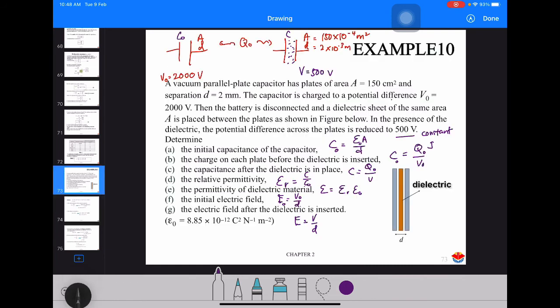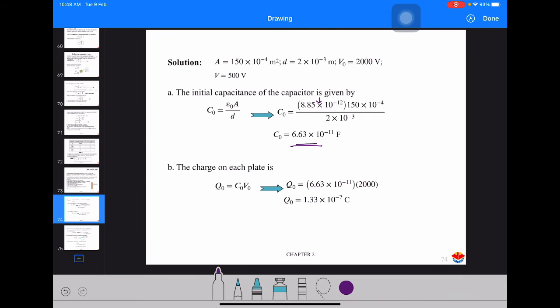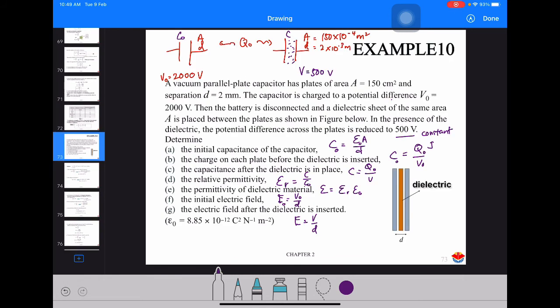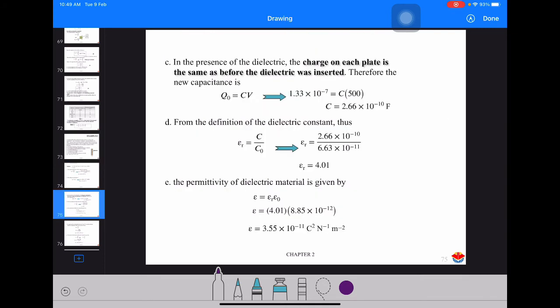Okay, the charge on each plate, you can use C equals Q over V. If you rearrange that, Q equals C V naught, and then you should get 1.3 times 10 to the negative 7. Question C, the capacitance after the dielectric is in place, you can use C equals Q naught over V. Okay, this one, and then you can find the C. This one is the new capacitance.